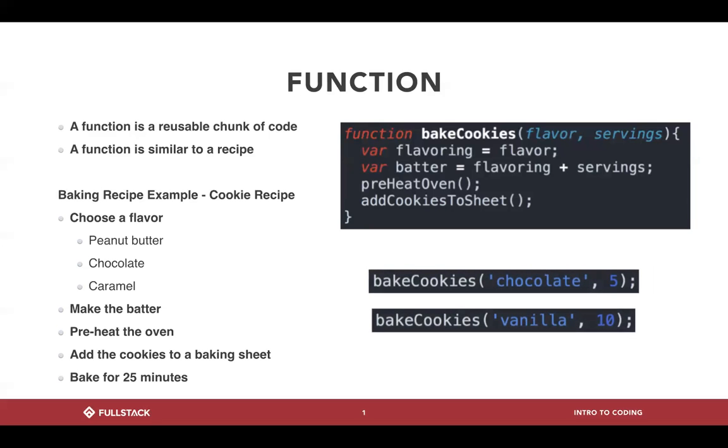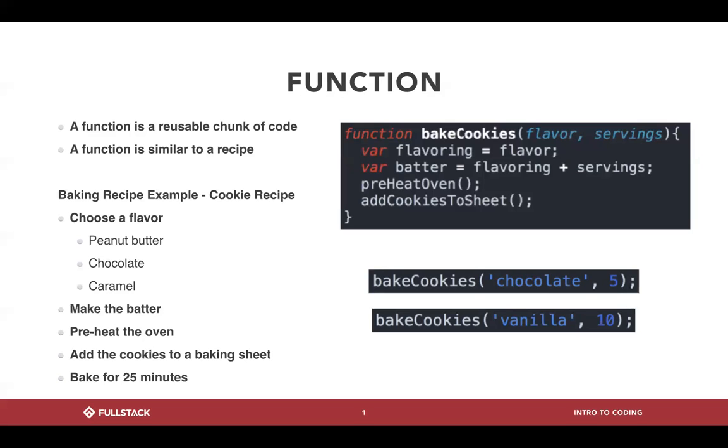So here are some examples of what we're talking about when we're talking about parameters, right? We're used to defining variables in the way that we do on that first line in bakeCookies, right? var flavoring is equal to something, assigning something a value. There's another way that you can assign or pass in a value for a variable when you're defining functions, and that is with parameters. In bakeCookies, function bakeCookies, flavor and servings are both parameters.